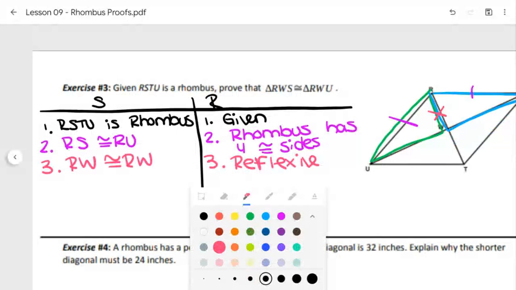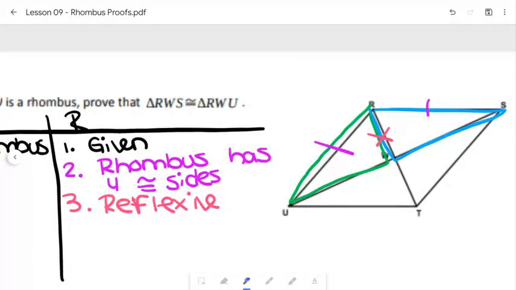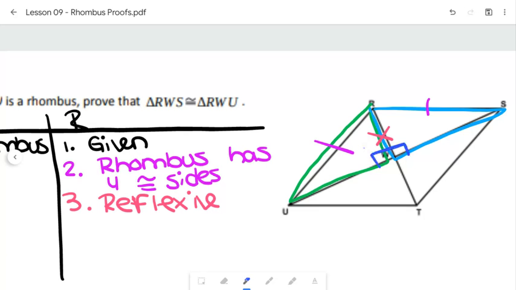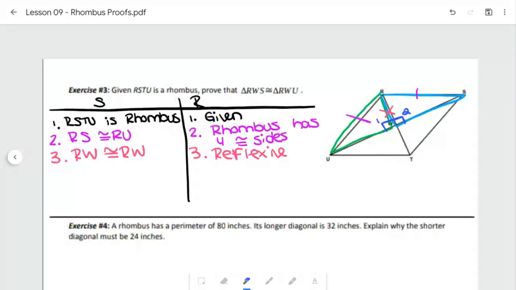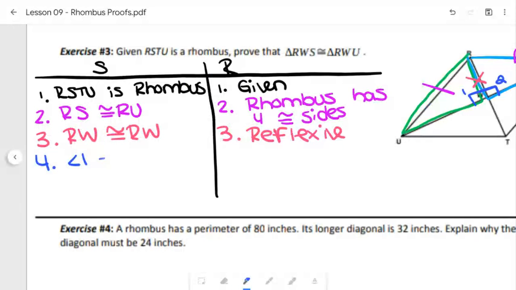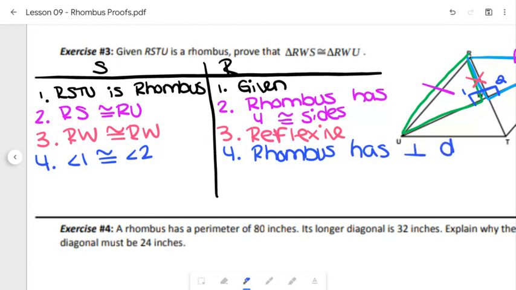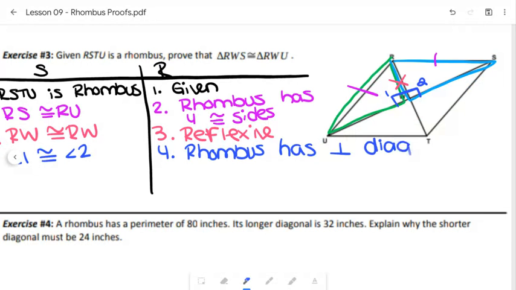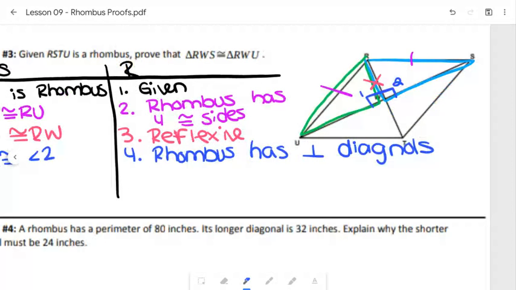And then finally, I know that in a rhombus, the diagonals are perpendicular, making these 2 angles congruent. Remember, we can label those angles. So angles 1 and 2 are congruent. So a rhombus has perpendicular diagonals, creating congruent right angles. We still want to know what perpendicular means.